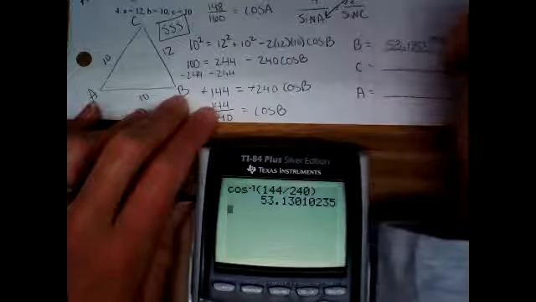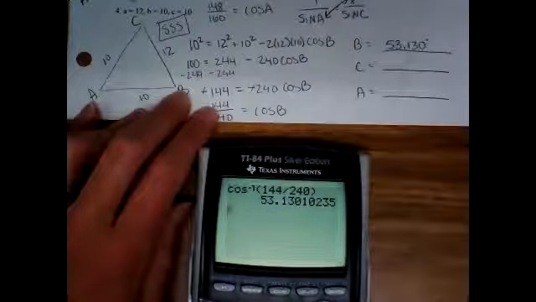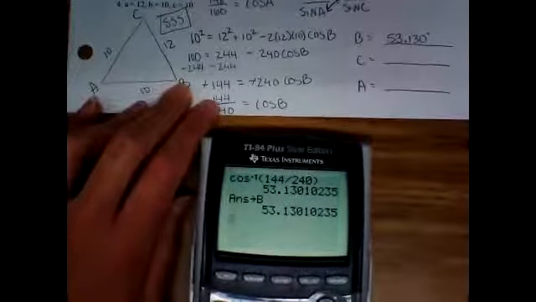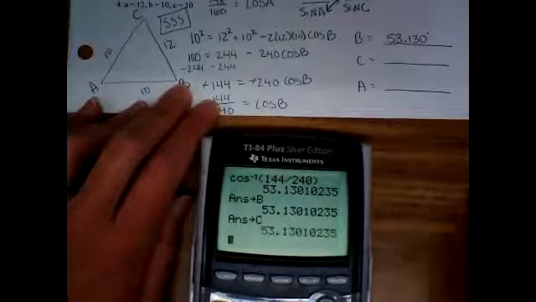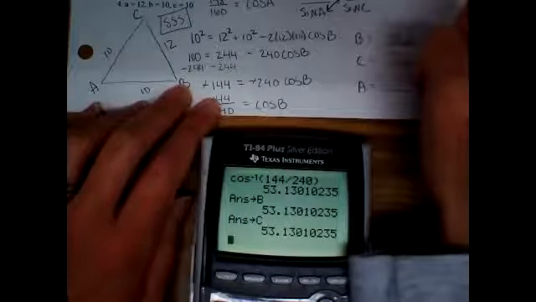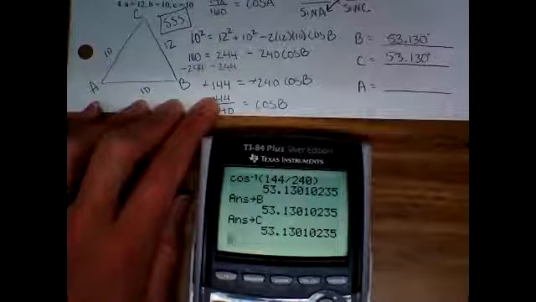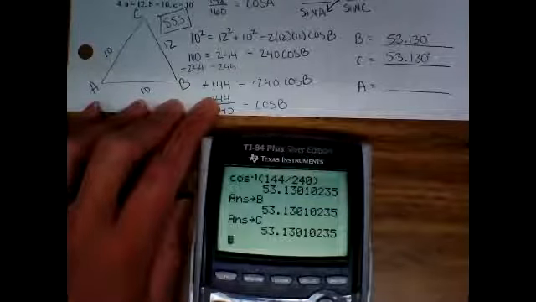Did you get 53.130? All right, quick, store that as B and store it as C, because B and C are going to be the same answer. So you can go ahead and write that on both lines. Store it as both of them. Store alpha B, enter, store alpha C, enter.